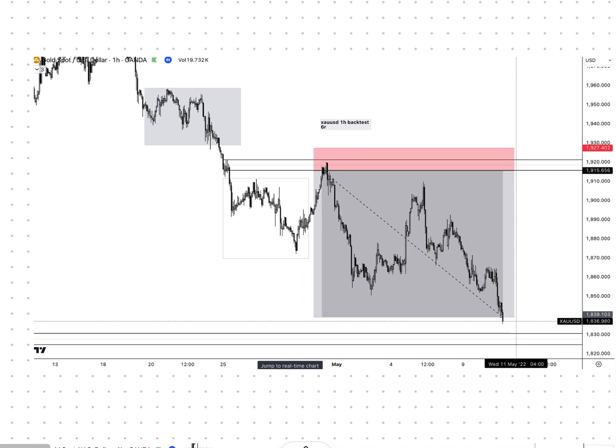Now this one is a good example. We have drop, base, drop. The market stayed away from the zone. Basically supply, fair value, and once the market comes back into supply, we had a strong reaction.